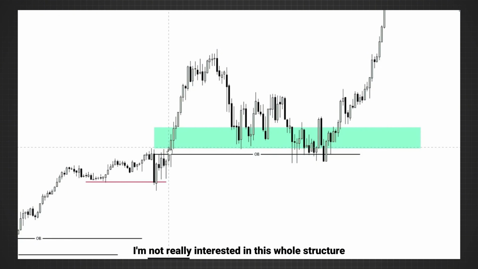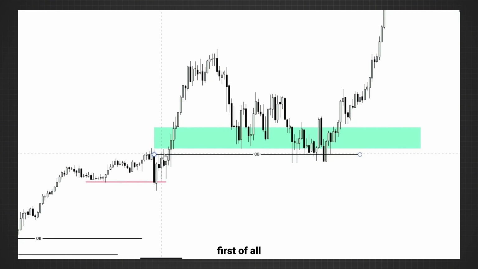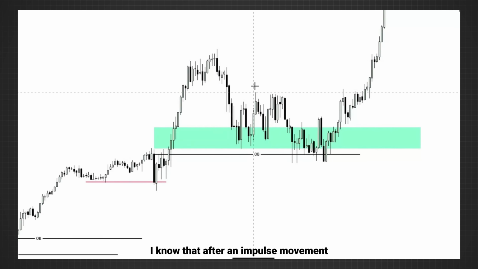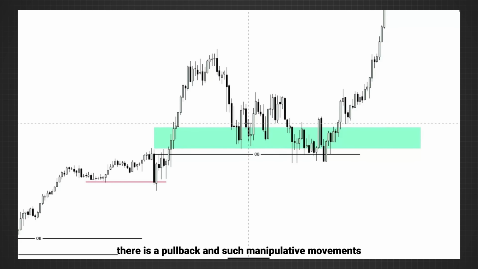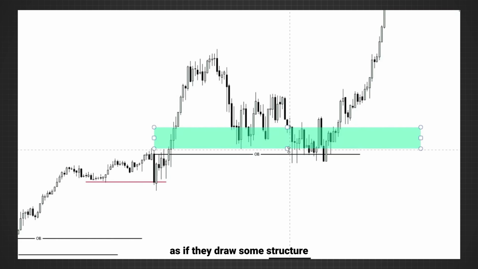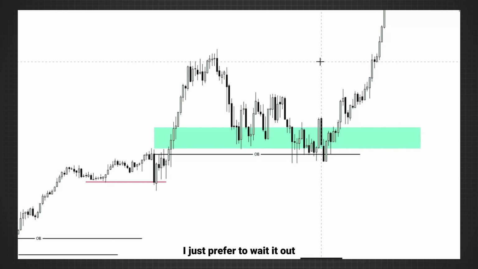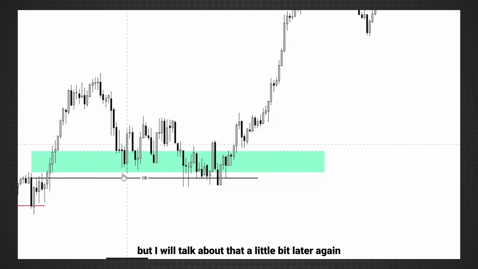I'm not really interested in this whole structure because, first of all, there was no clear touch of the body of the order block. I need this. And in principle, I know that after an impulse movement, there is a pullback and such manipulative movements as if they draw some structure. But in fact, it is not a structure. I just prefer to wait it out. Yes, sometimes I miss trades, but again, what I am showing you is just an illustrative example. I have specific systems that give me a higher probability. I know exactly when to use it. I know exactly at what moment to enter by minutes, what I should see, what it should look like, but I will talk about that a little bit later.